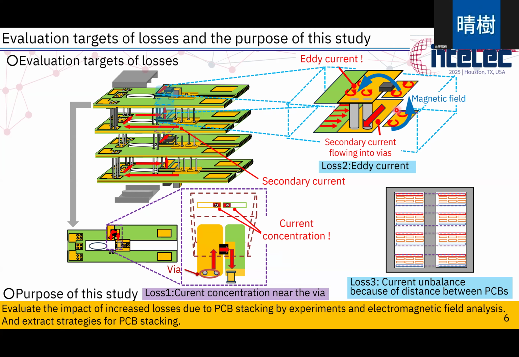And this is an enlarged view of this area. And the secondary current flowing into vias generates a magnetic field. And the magnetic field induces many eddy currents. So we named it loss two. And the last is current unbalance because of the distance between PCBs. So the purpose of this study is to evaluate the three losses by experiments and electromagnetic field analysis, and extract strategies for PCB stacking.